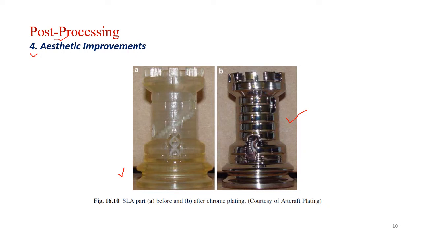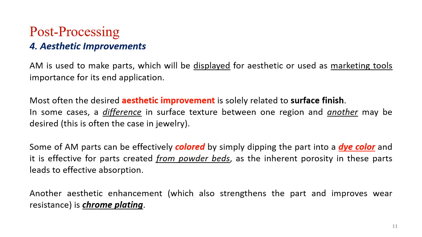Then moreover it will remove all the witness marks while making the product. So that also can be seen here. So AM is used to make parts which will be displayed for aesthetics, as we have seen. These are mainly used as models to be kept on a desktop to make the customer feel what type of product it is going to be, mainly for marketing. It is a marketing tool. So at the end application it should be pleasing.